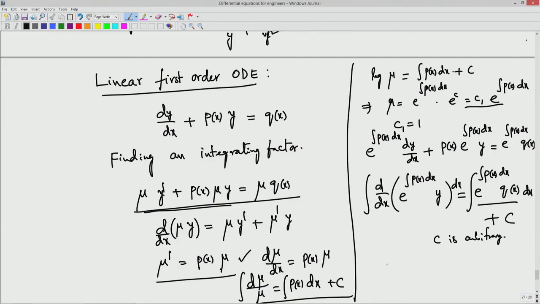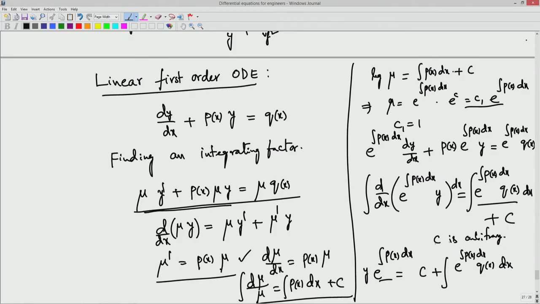This is your solution. So, this implies e power integral P(x) dx into y equal to c plus integral e power integral P(x) dx, which is a function of x, into Q(x) dx. So, this is your general solution.